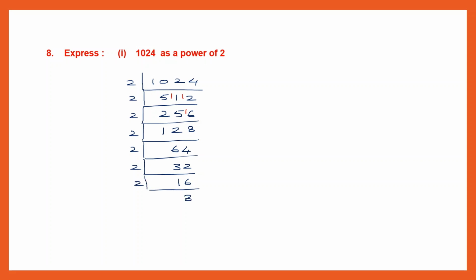Then you continue again with 2. 2 8s are 16. Continue. 2 4s are 8. Again we continue with 2. 2 2s are 4 and once more 2 1s are 2. So here let's count the number of 2s we have. 1, 2, 3, 4, 5, 6, 7, 8, 9, 10. We have 10 2s. That means when we express 1024 as a power of 2, we're going to write 2 raised to the power of 10. So 2 raised to the power of 10 will give us 1024.